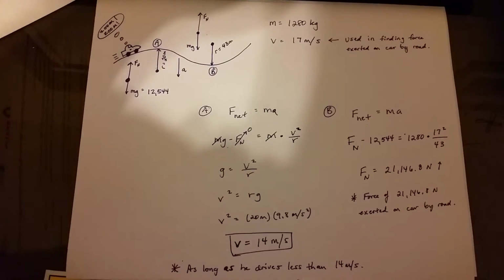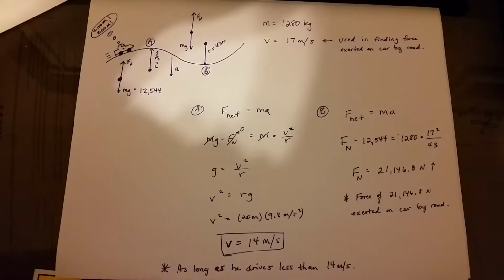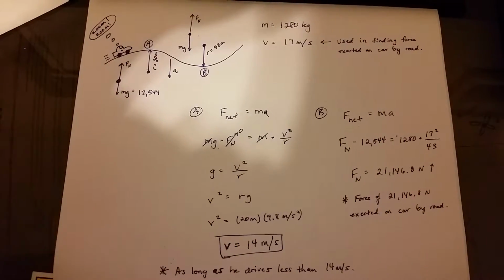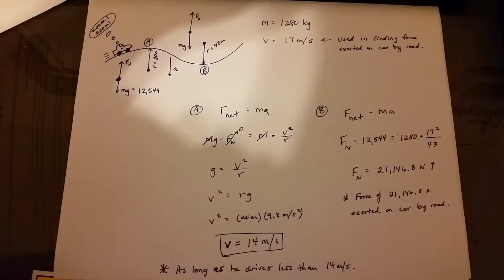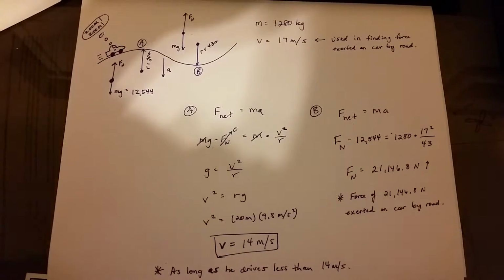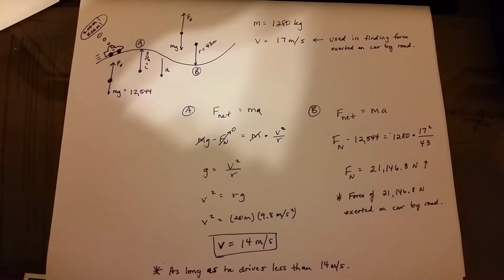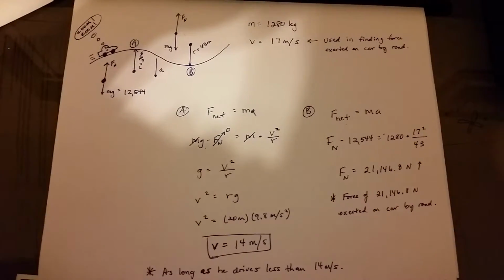Alright, so this is my second forces and circular motion reassessment video. What we have here is a guy driving a car through some hilly country road, and he wants to know how fast he can go without getting airborne at point A, or hill A.